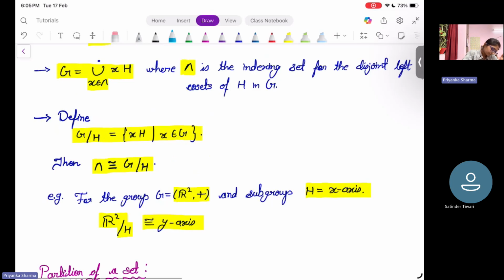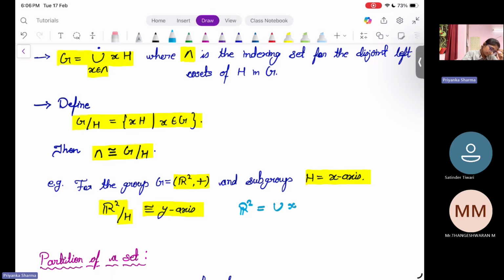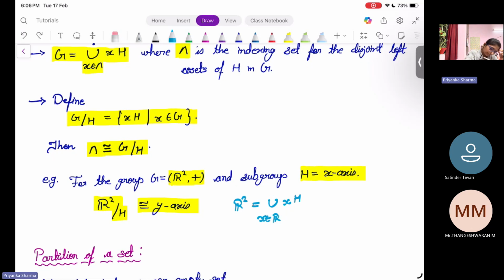Like if we write here, this R square can be written as a disjoint union of xH, where H is the x-axis. If we consider x belonging to the whole R square, then we will not use the disjoint union operator. But if we use x belonging to R square over H, that is, if we pick all points of the y-axis, then this union will become disjoint.